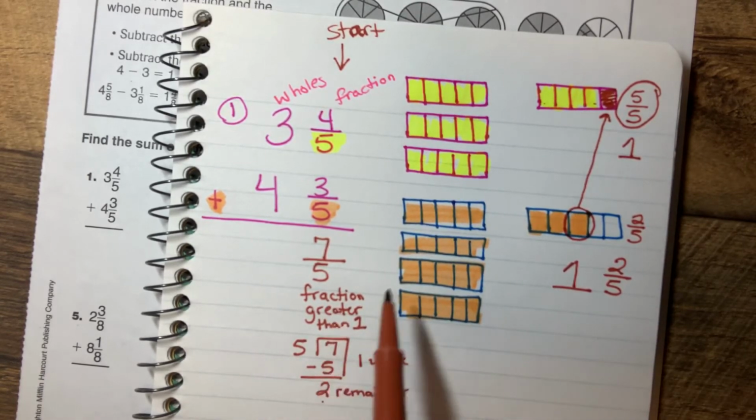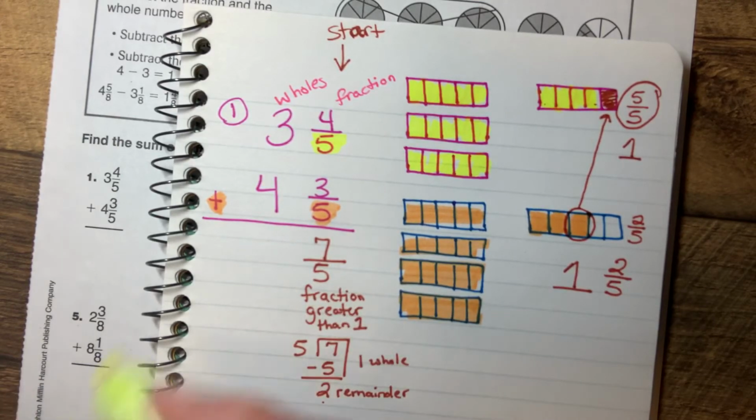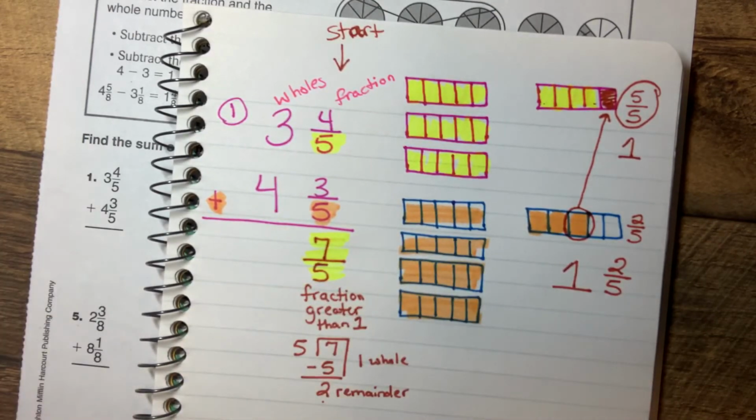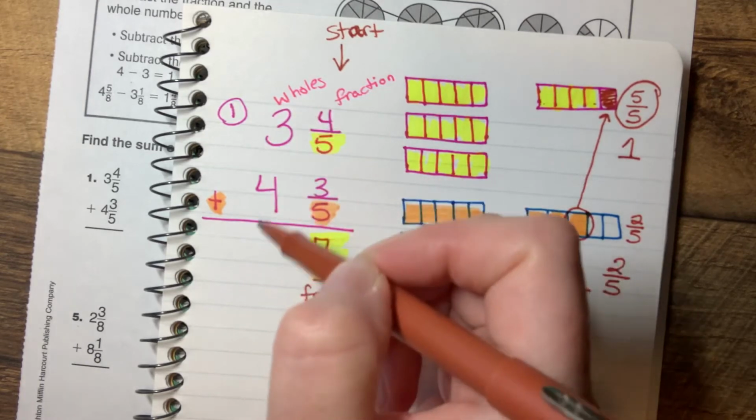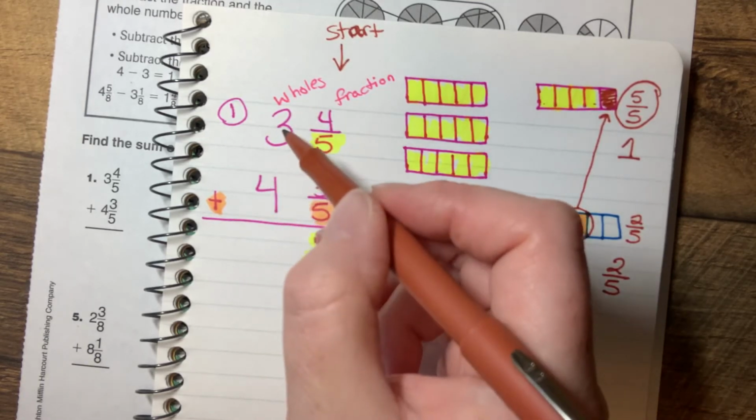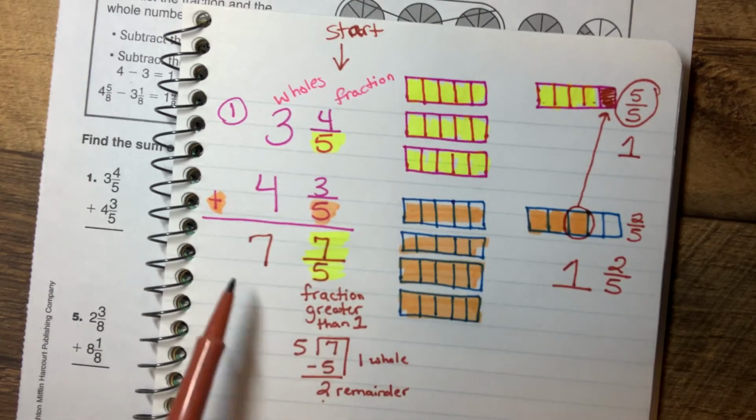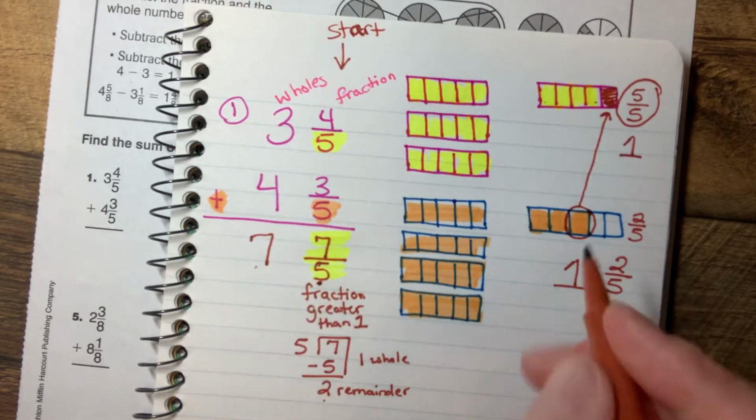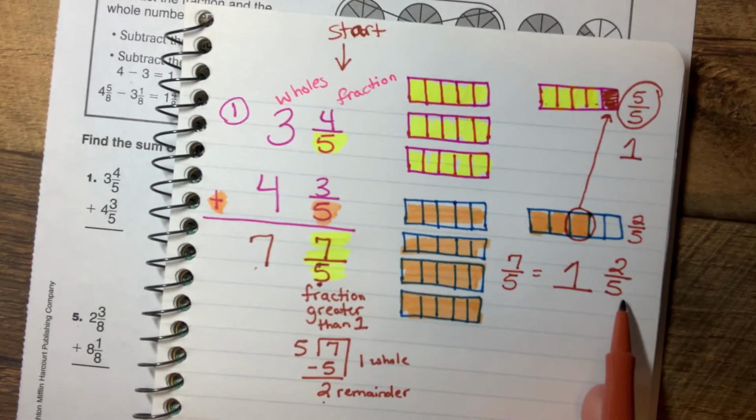But either way, you have to change this. It cannot stay like this. It has to change. Do not leave a fraction like that, which is a fraction greater than 1. All right. So once we do what we need to do in the fraction column, then we just add the whole numbers like you normally would. 3 plus 4 is 7. But we can't leave it as 7 and 7/5 because 7/5 got changed to 1 and 2/5.